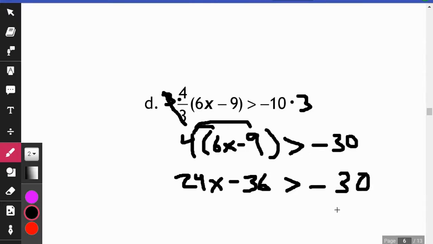Getting there. Next, I need to get rid of this negative 36, don't I? I need to add 36 to each side.